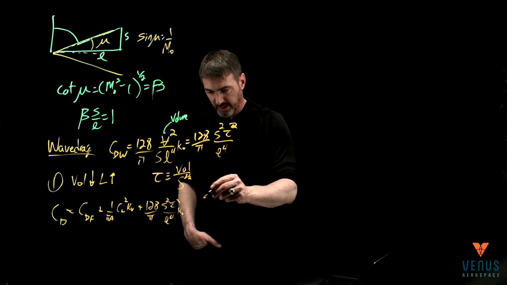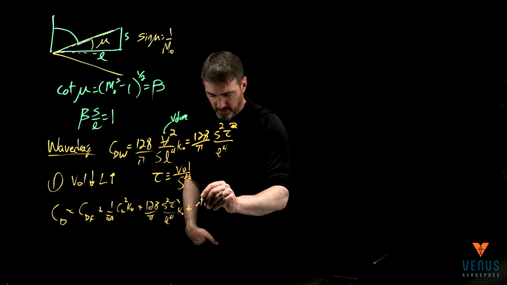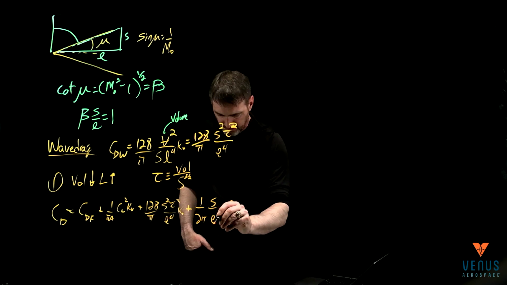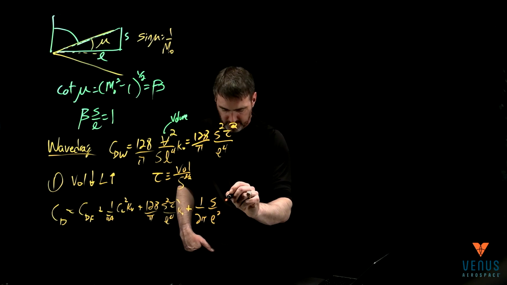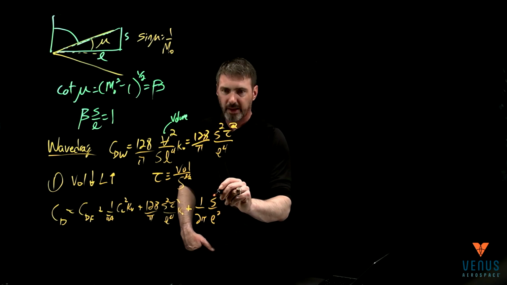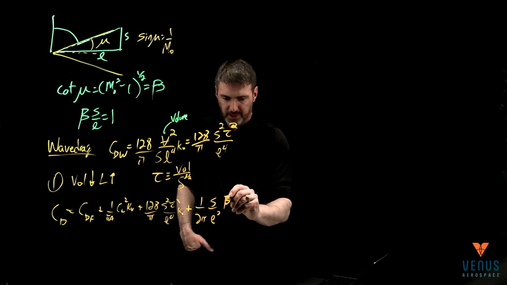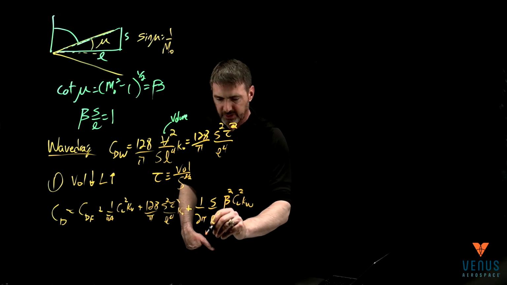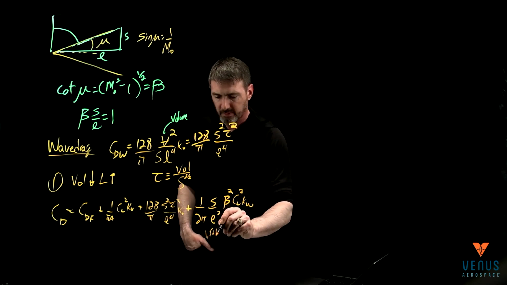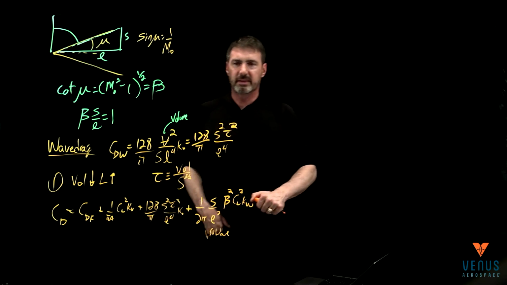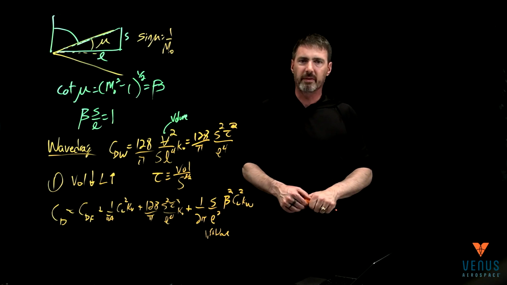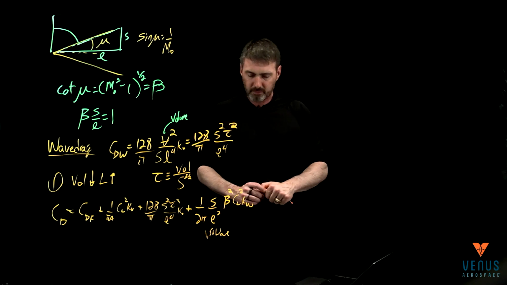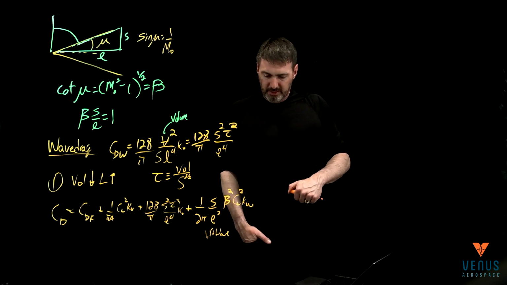Okay. And then 1 over 2 pi, and this is S over L squared, and this is capital S, unfortunately, beta squared CL squared KW. And this is actually lift wave drag. So again, we have this challenge that lift is going to create more drag along the way. It's kind of a pain.